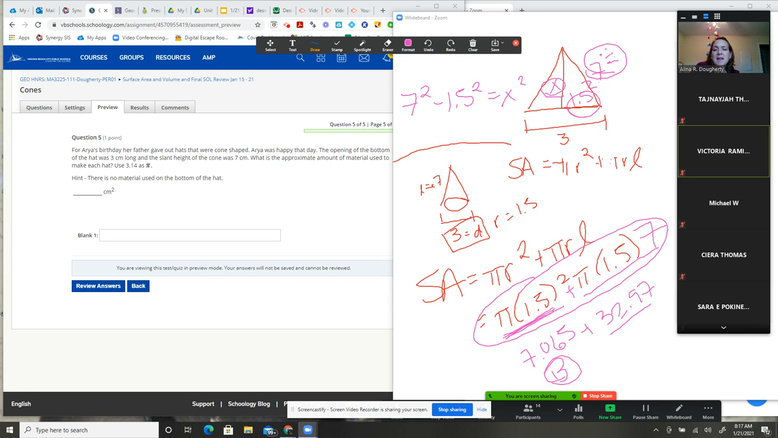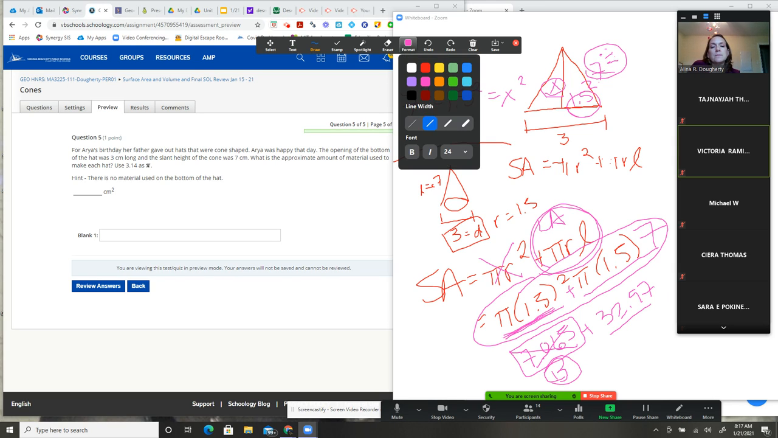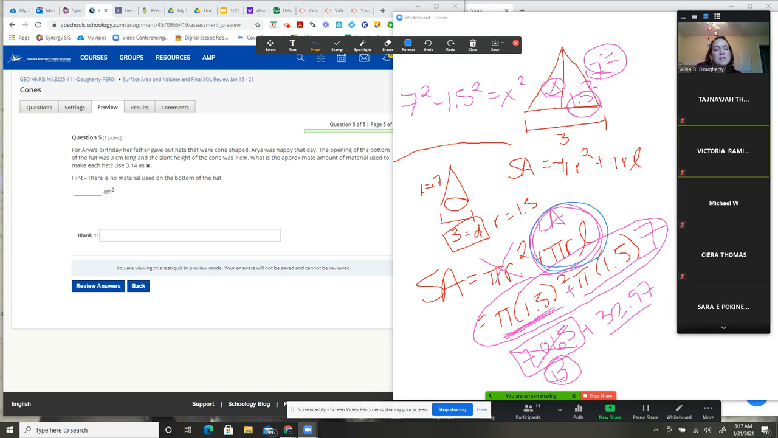Oh, wait a minute, but it says hint, there's no material used on the bottom of the hat. So we don't need this part, we just need the lateral area. So you just need this part, so 33.